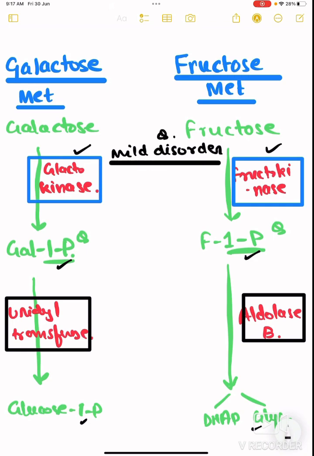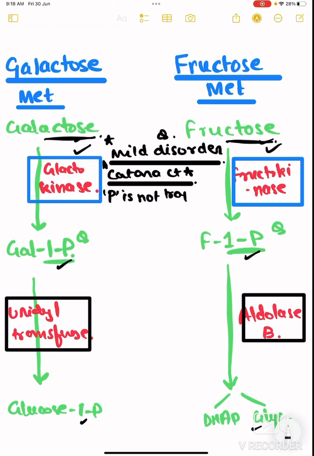If galactose is accumulated or fructose is accumulated, it will only cause cataract-like symptoms, right? Because these products, galactose and fructose, will accumulate in the eye, in the lens and the cornea, and hence it will cause cataract or corneal opacity. Mainly it will cause cataract, and it will be a mild disorder. Why? Because phosphate is not trapped, right?